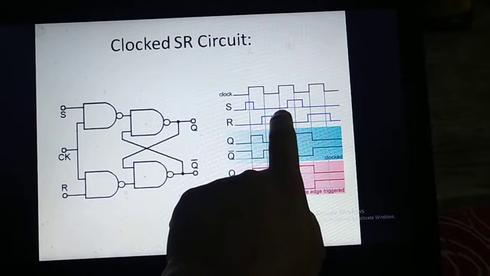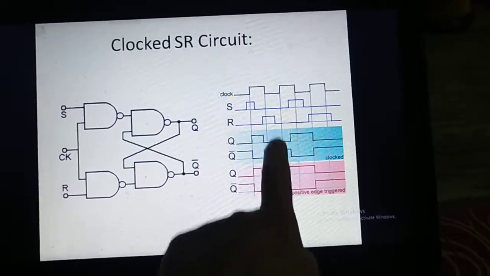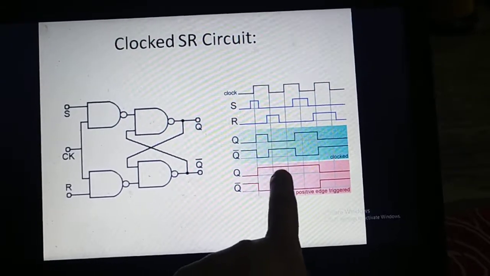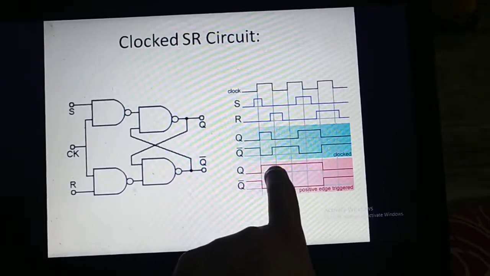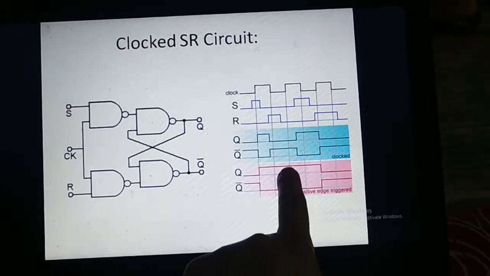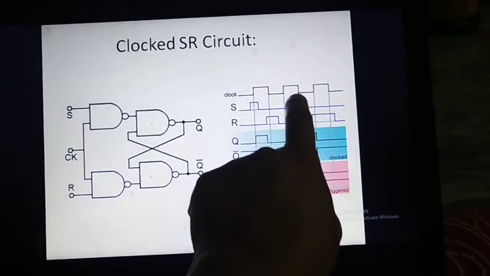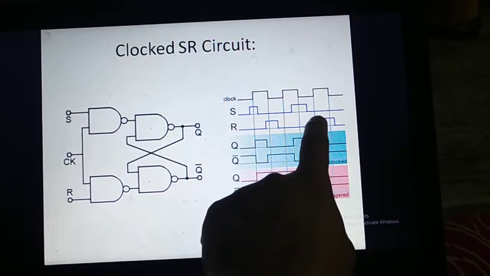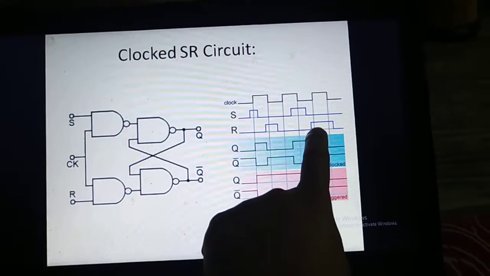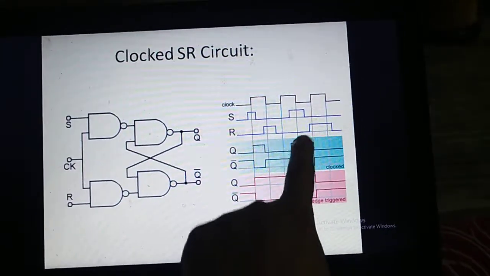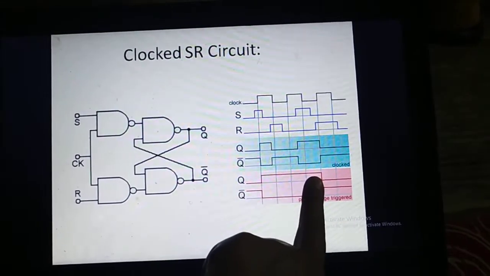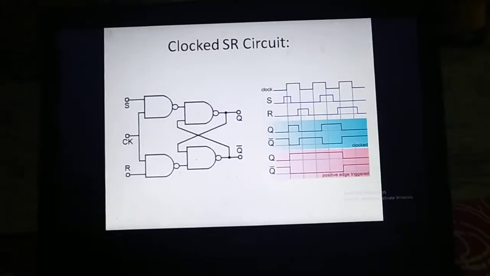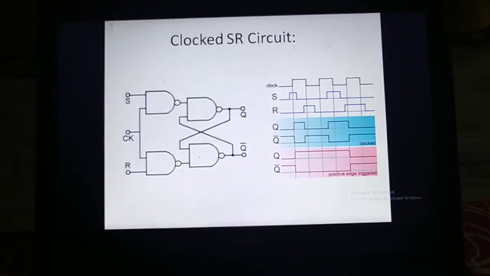Here S is 0 and R is also 0, so it retains its previous condition. Q's previous condition is level 1, so at this positive edge trigger its value is also 1. Now this is a negative edge and this is another positive edge trigger. At this position S is 0 and reset is 1, so Q would be 0 and Q bar would be at level 1. This is the overall working of the SR circuit. That's all for today. Thank you.